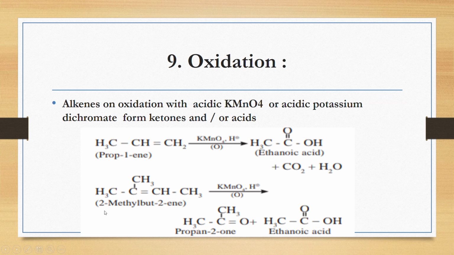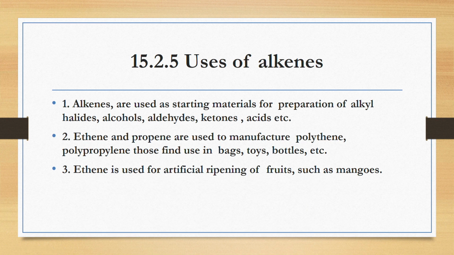Here is an example of 2-methylbut-2-ene, which is undergoing oxidation in presence of potassium permanganate in acidic medium. This nascent oxygen indicates oxidation is taking place. So the double bond will break over here, the molecule will break over here. So three carbon atoms on one side form propan-2-one. In this case a ketone is getting formed, and two carbon atoms will get converted into an acid, which is ethanoic acid. So likewise we are getting ketones and acids by oxidation of alkenes. So these were the chemical properties of alkenes.